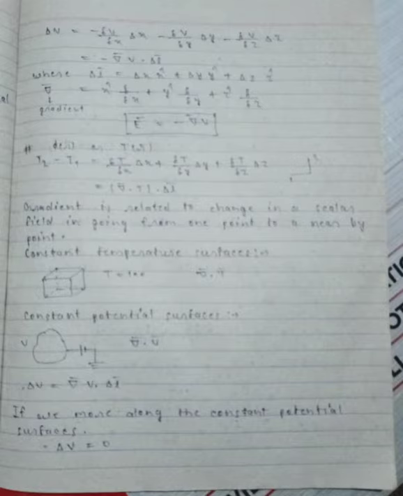So, gradient is related to change in a scalar field in going from one point to a nearby point. Remember, in one dimension d by dx times delta x is the change. This is the three-dimensional analog of it. Let us understand how we can visualize this.